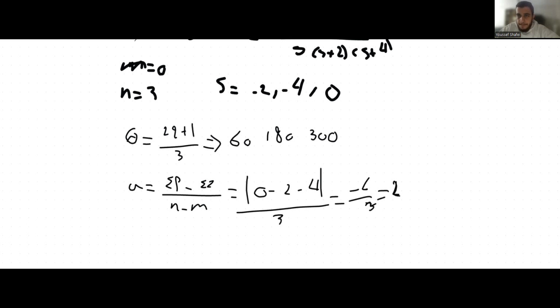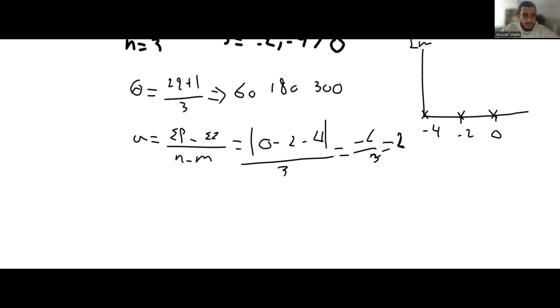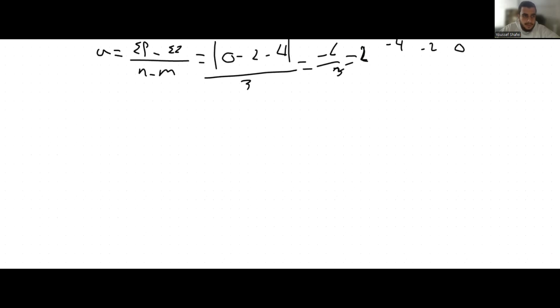And for the graph, we have here the imaginary axis, and this is negative 4, this is negative 2, and this is 0. We have the breakaway point.